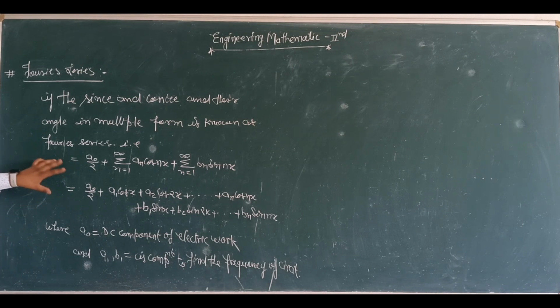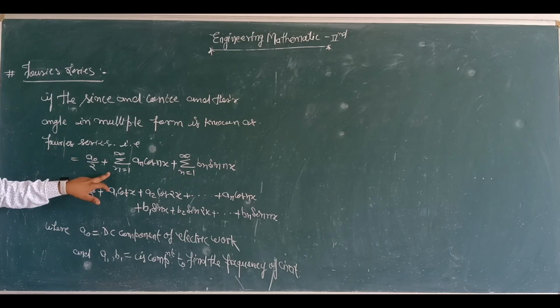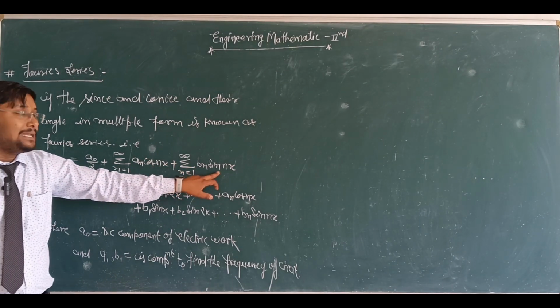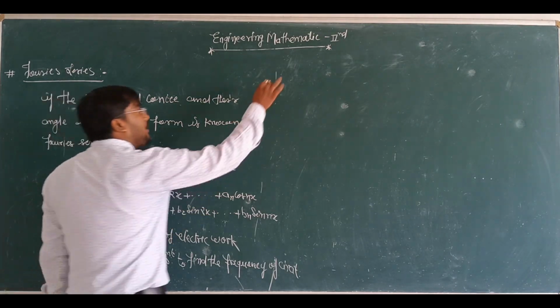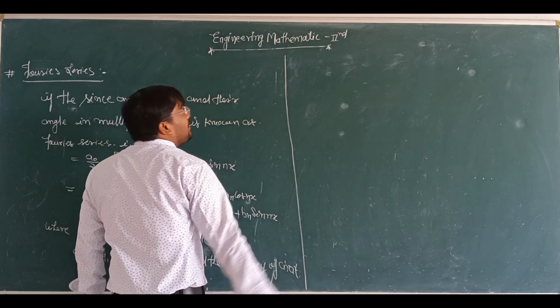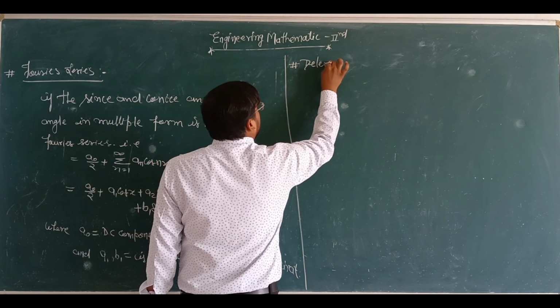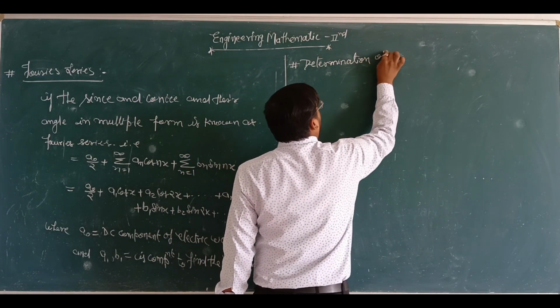You can learn this series is a Fourier series. If the sine and cos and their angles in multiple form is known as a Fourier series, like a naught by 2 plus summation n equal to 1 to infinity a_n cos nx plus summation n equal to 1 to infinity b_n sin nx. This is the expansion form of the Fourier series. Now, first of all, you can note down the topic: determination of components.